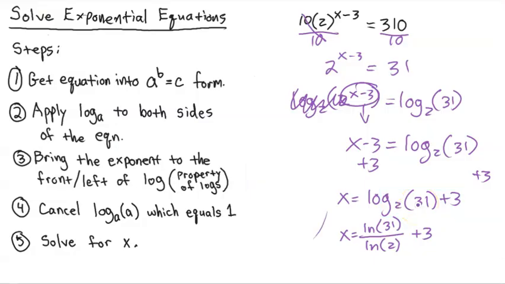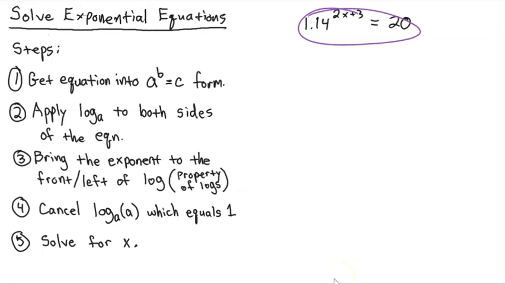7.954. Okay, so x equals 7.954, and we're done. All right, let's try a few more examples. Look at this one here. We've got 1.14 to the power of 2x plus 3 equals 20. So we are in the correct form already.